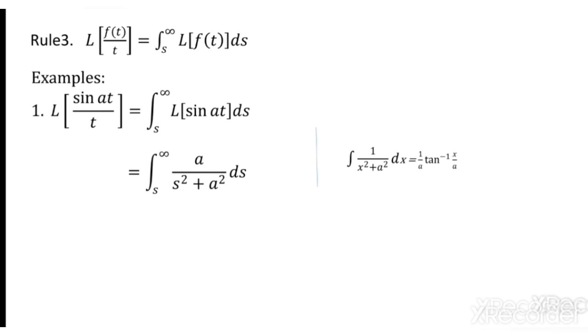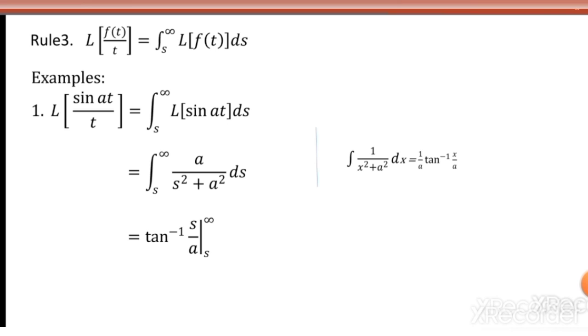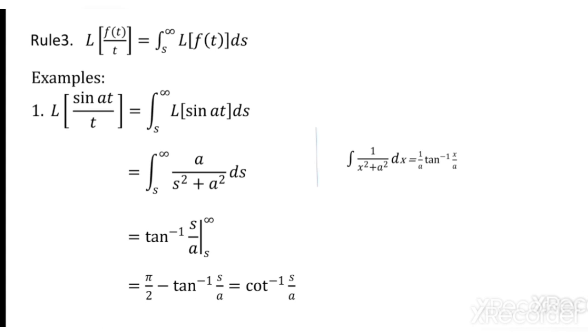Since a is a constant, we have a into 1 by a, which cancels. So we get tan inverse s by a. Apply the limit, upper limit minus lower limit. When s is infinity, we have tan inverse infinity, which is pi by 2, minus tan inverse s by a. But pi by 2 minus tan inverse s by a is cot inverse s by a. We know the result: pi by 2 minus tan inverse theta is cot inverse theta.